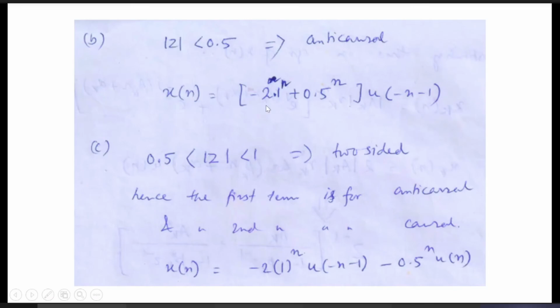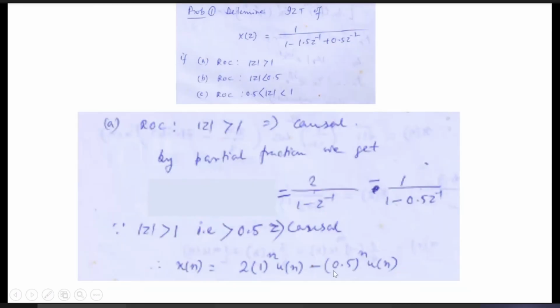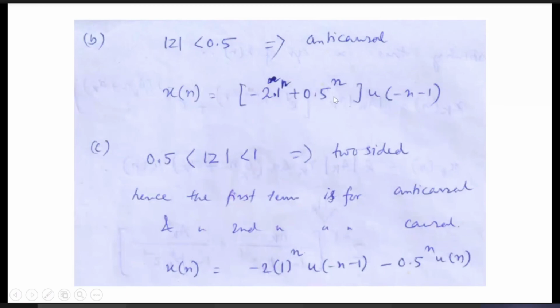So minus 2 is there, since it is minus a to the power n u[n], so it should be the coefficient minus 2 into 1 to the power n u[minus n minus 1], and here the negative is already there, so you need not write it. So it is 0.5 to the power n u[minus n minus 1].